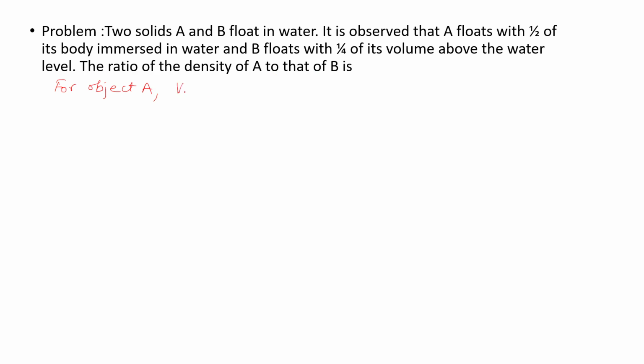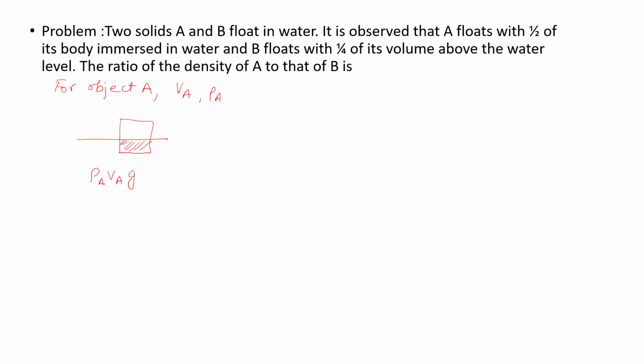Let's say the volume of object A is VA and the density of object A is rho A. Now, as this object is floating in the water with half of its volume inside the water, that means it is displacing water equal to half of its volume. So as it is floating, the net force on this object is going to be equal to 0.